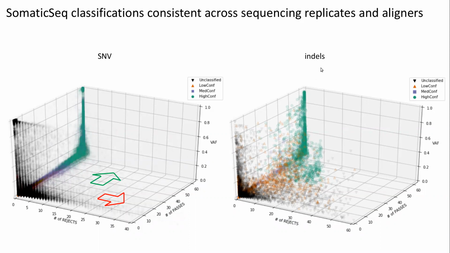Now there's a little bit more conflict for indels. You can see that, right? Overall, the shape looks the same, but there is a cluster of variants in the middle here. That means there's conflict. If we look into it, many of them have about 30 to 40 pass classifications and somewhere between 10 to 20 rejects. That's a great deal of conflict between different sequencing alignments and centers. So we actually looked into why that is.